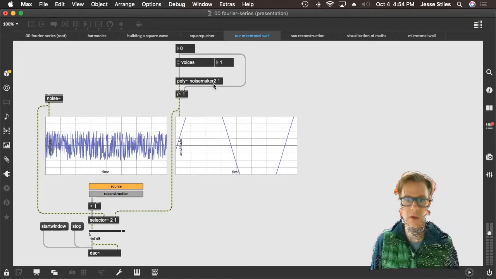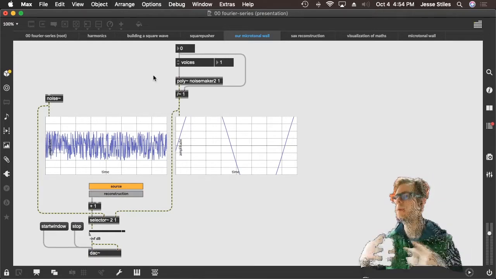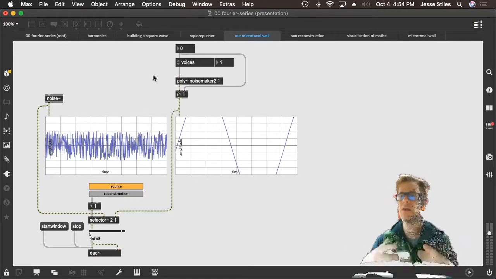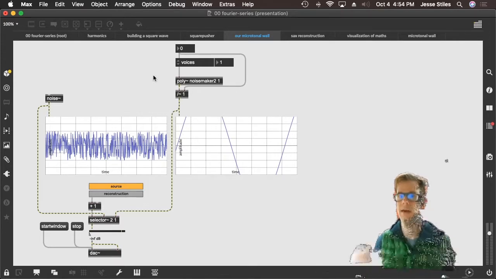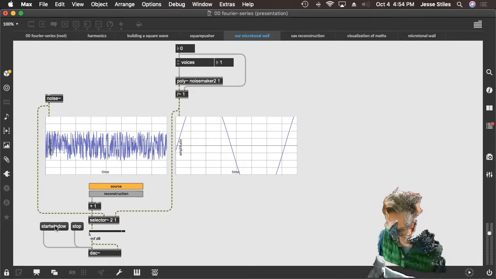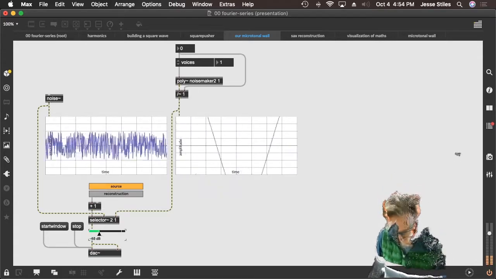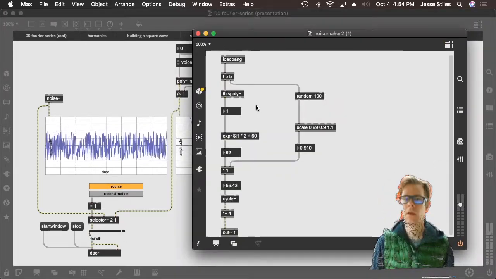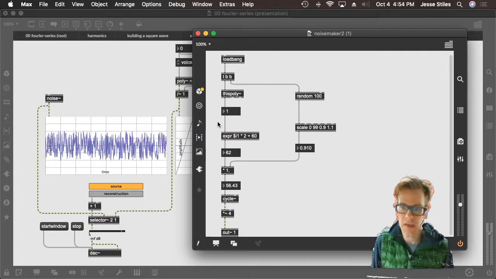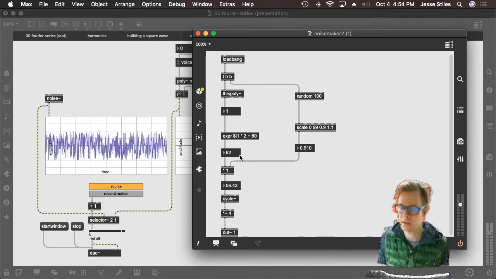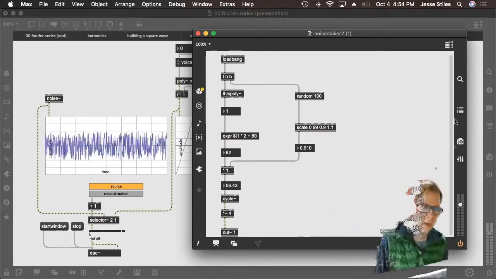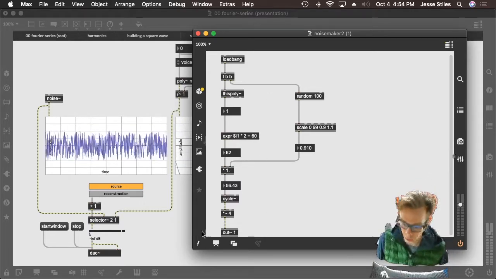So here we're using Polytilda. This time we're going to use Polytilda to reconstruct noise using random sine waves. So let's start off by listening to real noise from our noise generator. So here's our base patch. We're going to use the instance number to spread these instances across the spectrum, and we're going to randomize those frequencies somewhat.